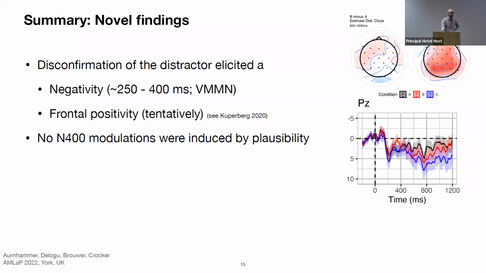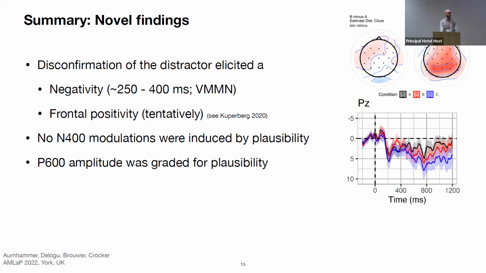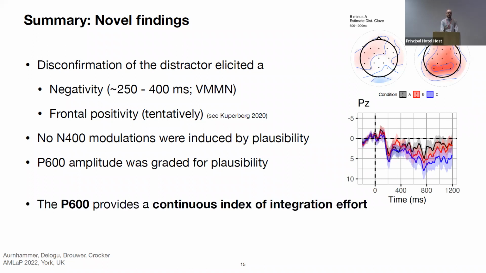For the N400 itself, we did not find that it was modulated by plausibility. Rather, the P600s that we obtained were graded for plausibility, and recall how we modeled these data using the continuous plausibility ratings. We here want to argue that the P600 actually provides a continuous index of integration difficulty.